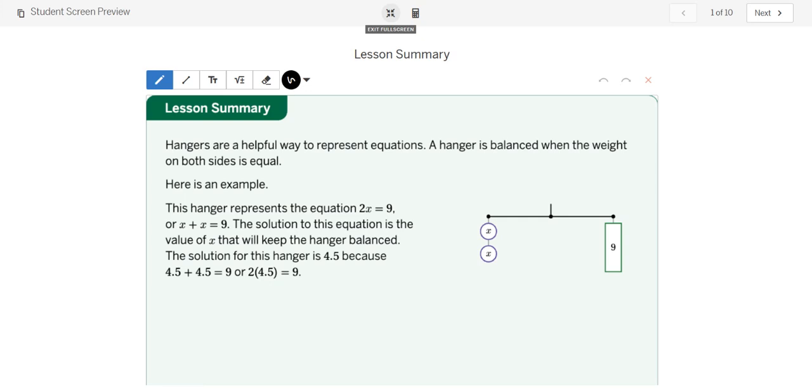Good morning, everybody. We're getting into stuff that I really like. I really like this algebra stuff. I just wish they used other variables besides x.